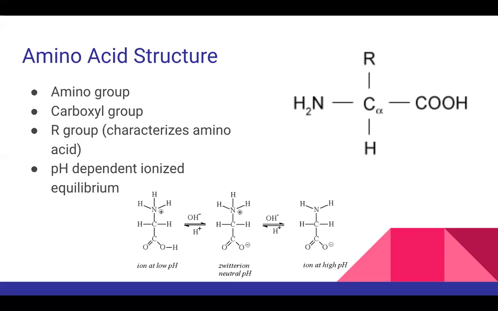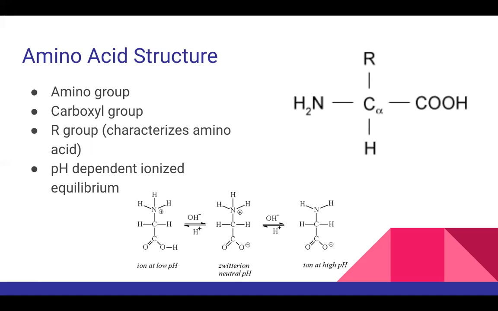So this is the backbone: the amino group, the alpha carbon, and the carboxyl group. The R group sticks out from the backbone, and so does the hydrogen. You don't need to know the organic chemistry of the positioning and everything, but that's just the basic structure that all amino acids share. Amino acids are pH dependent.